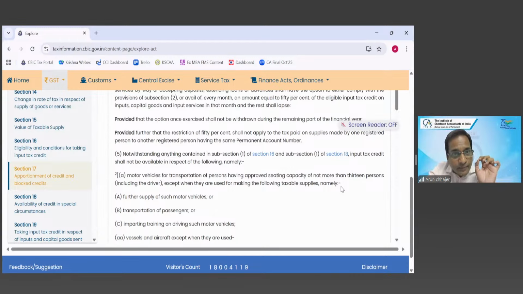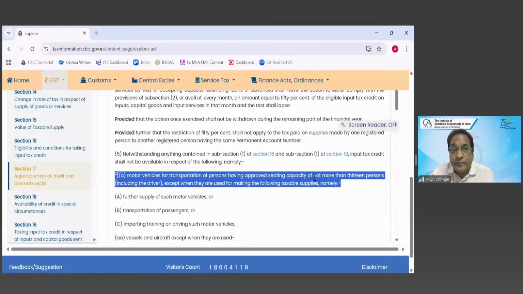मतलब ITC ब्लॉक है अगर आपने कोई मोटर व्हीकल परचेस किया है जो कि यूज हो रहा है ट्रांसपोर्टेशन ऑफ पर्सन और जिसकी कैपेसिटी नॉट मोर देन 13 है. Does not more than 13 include 13? Answer is yes, it includes 13, and therefore the ITC is not available if it is a 13 seater capacity.